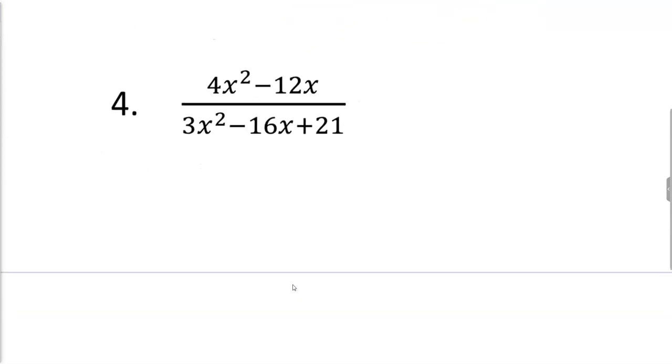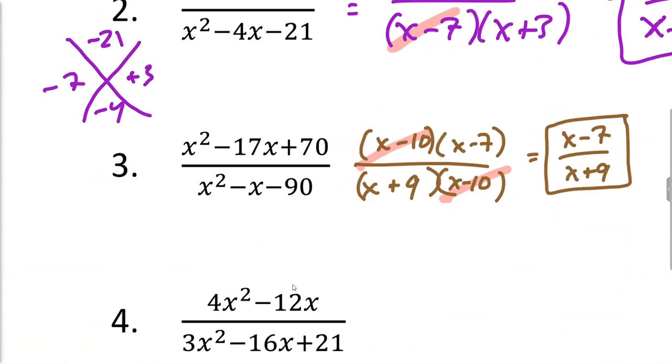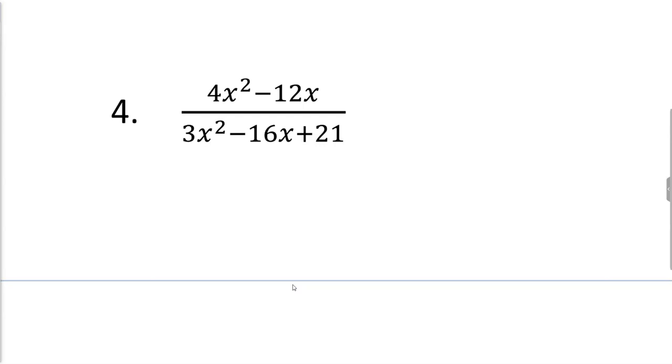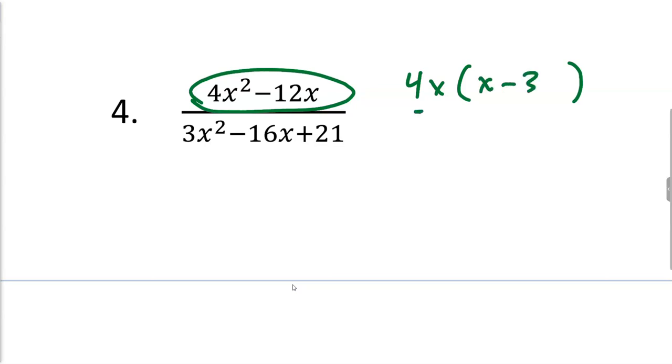Now we get a little bit tricky here. You guys ready? It's tricky. All right. Look at the top. What kind of factoring is this? Yeah. Take out the 4 and you can take out x. So that's called GCF. When you can take something out, you always want to try to take something out first. When I take out a 4 and an x, I'm left with x minus 3. Okay?